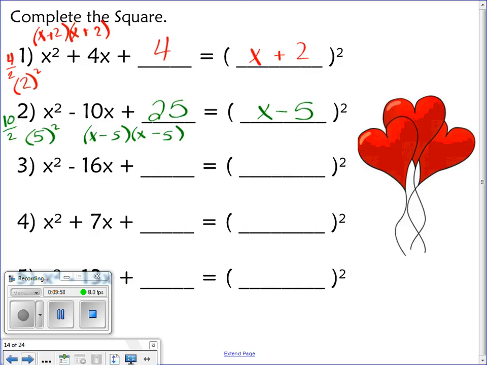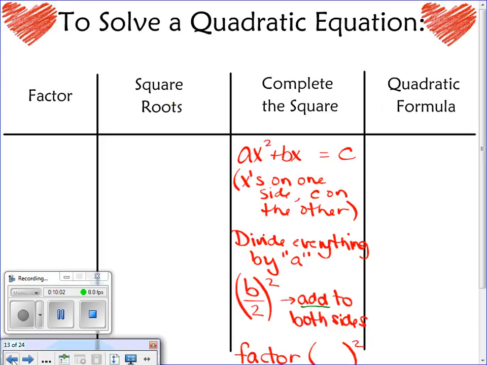Which 2? This? That's part of the formula. B divided by 2 squared. Yep, that's just always there.